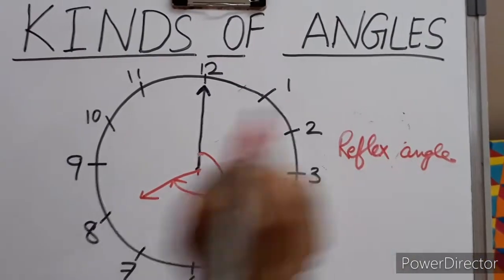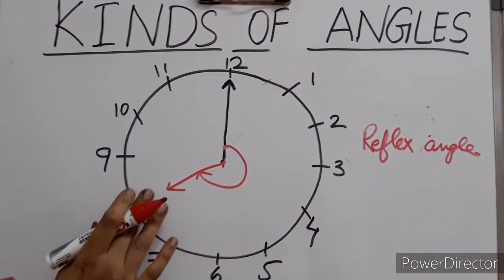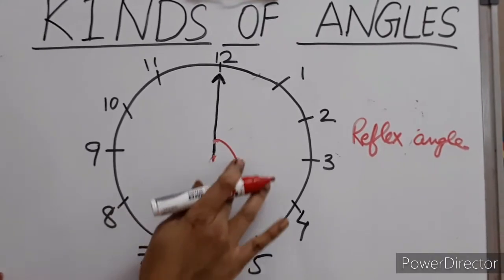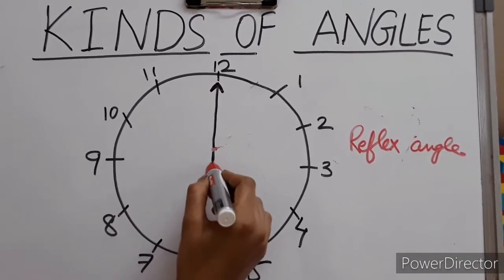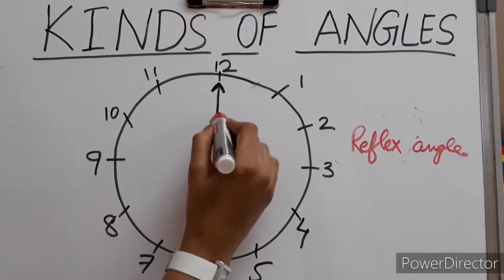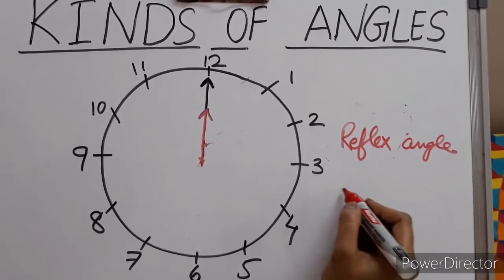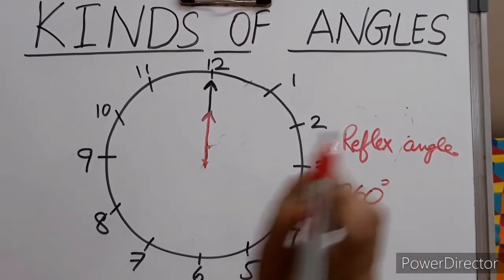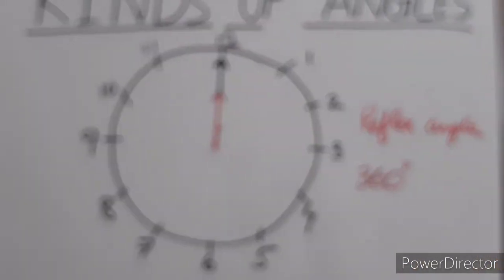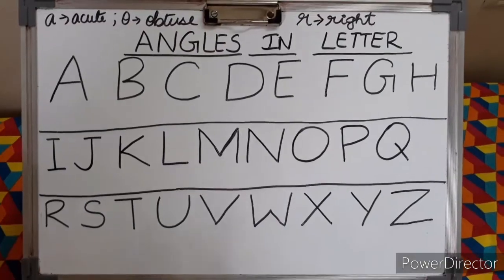Reflex angle. And suppose this hour hand again turns to full 12 o'clock, this angle is what? One complete turn, that forms 360 degrees. Okay, so coming to our next concept. This is the next example.